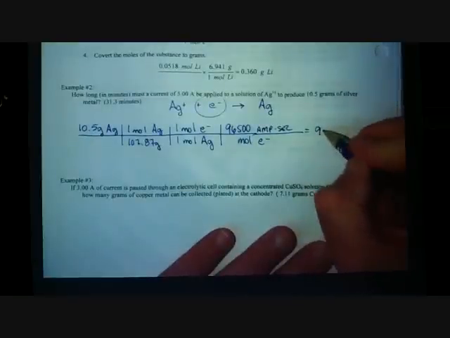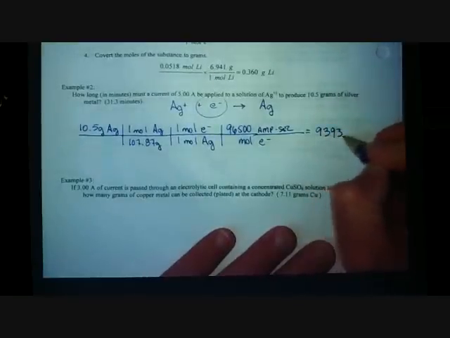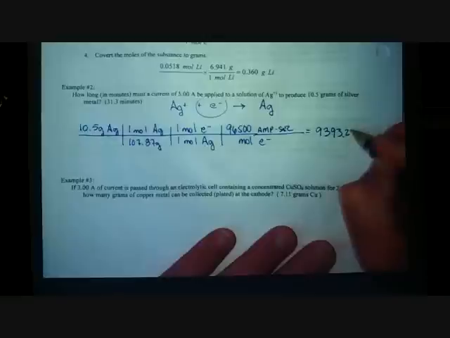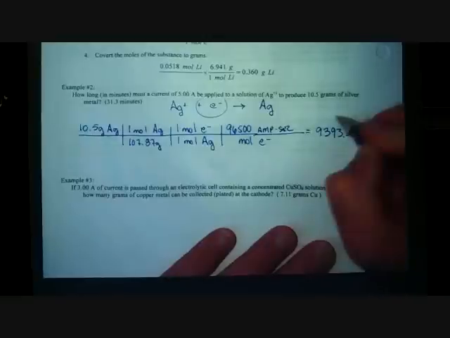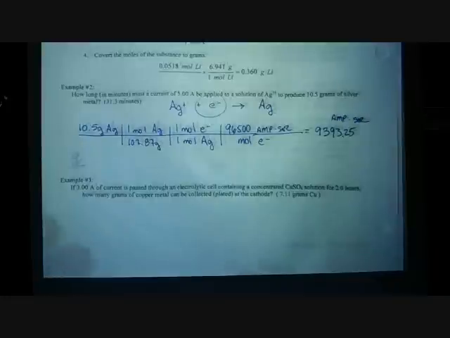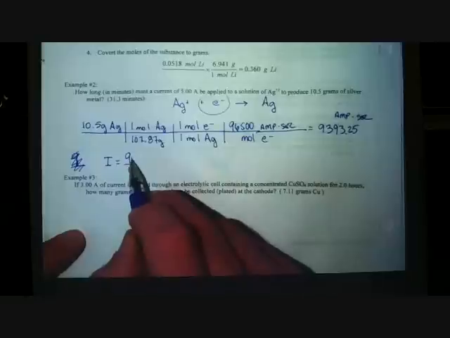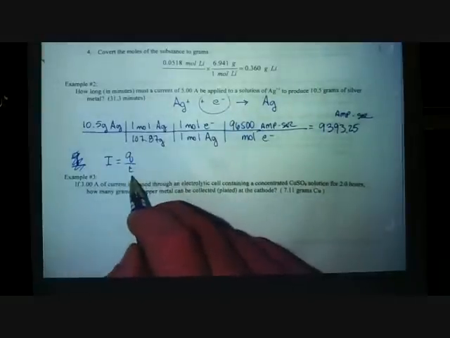Okay. When we type that in, we get a value of 9,393.25 amp seconds. So I have this unit, amp seconds or coulombs. I don't care which way you go with that. The equation given on your sheet is I = Q/T. The I represents the current, which is in amperes. The Q represents the charge, which we just found, in coulombs or amp seconds, and the T represents the time.